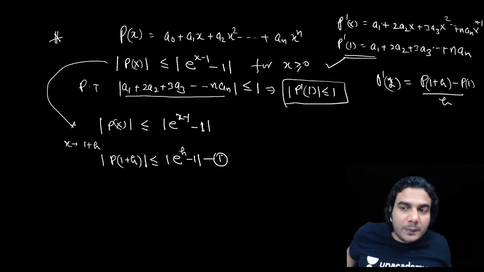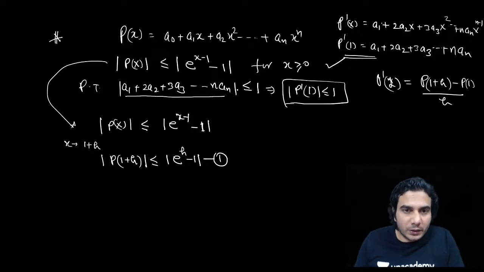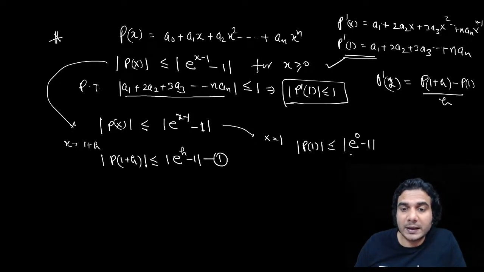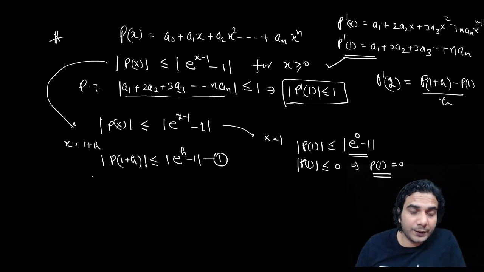Now second, to make p dash 1, we need p of 1 first of all. So how to find p of 1? We'll use the same relation, okay? In this relation, put x is equal to 1. Obviously from the first equation also it would be a0 plus a1 plus a2 up to an, but we don't know the value of that. So I'm using the second given relation basically. If I put x is equal to 1 in that, I'll get mod of p of 1 less than or equal to e raised to 0 minus 1, which is actually 0. So mod of anything can't be less than 0, it will be equal to 0. Okay, so p of 1 is equal to 0. So that was the main point.